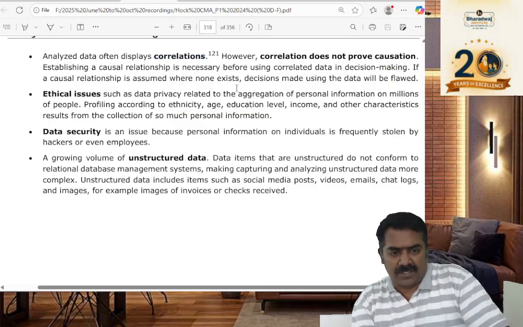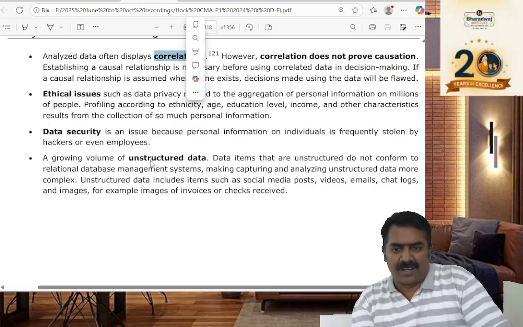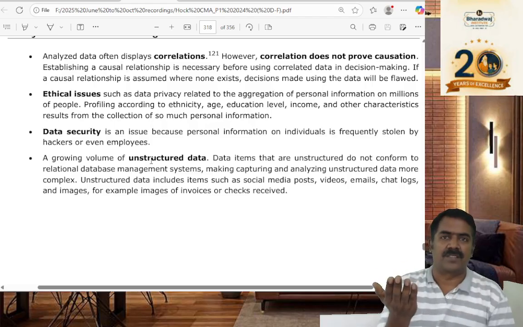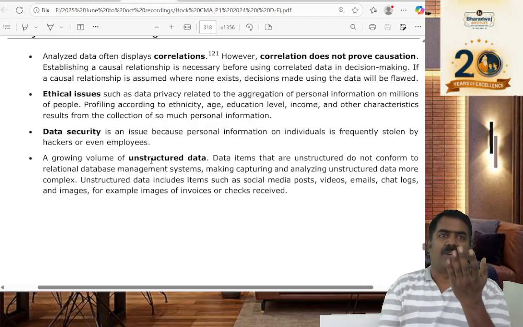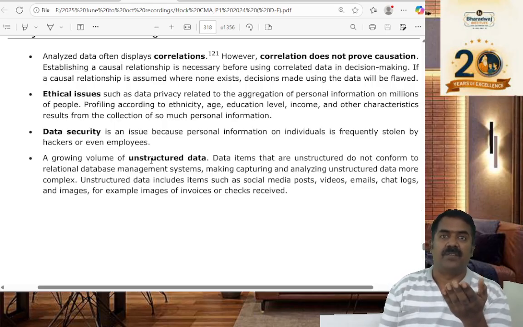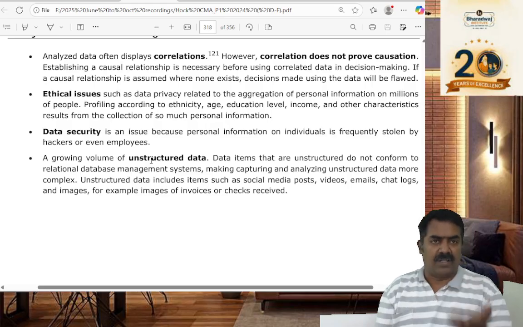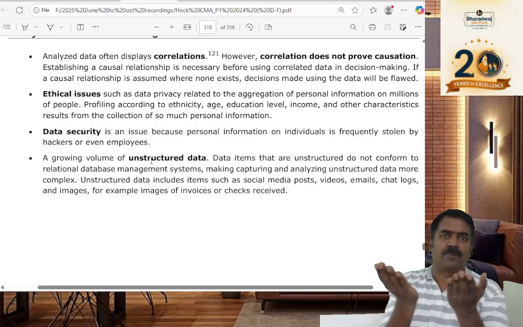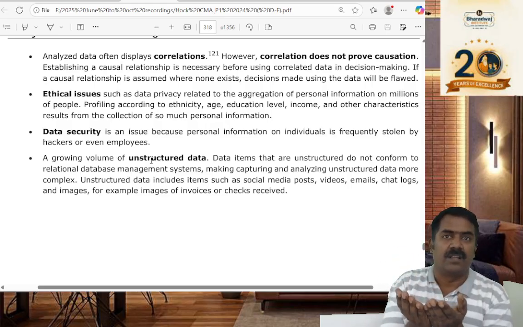Similarly, correlations. What do you mean by correlation? Relationship between two variables. Like when x goes up, what happens to y? Is it going up or coming down? We may have a predictive behavior. What is a predictive behavior? When x goes up, y also goes up. This is positive correlation.